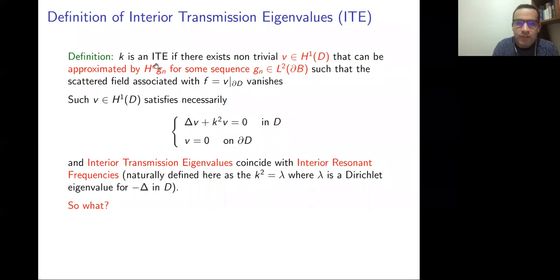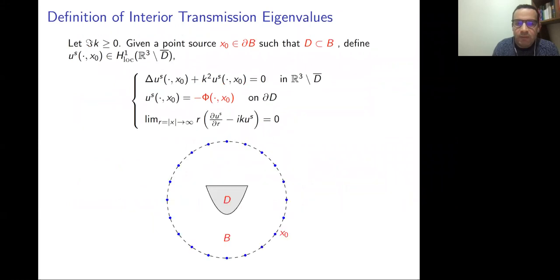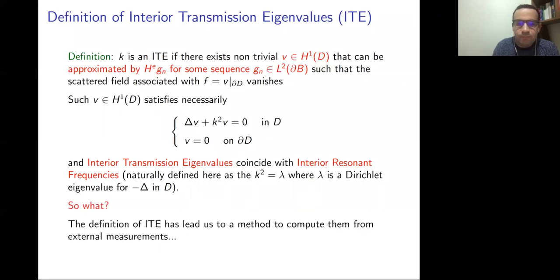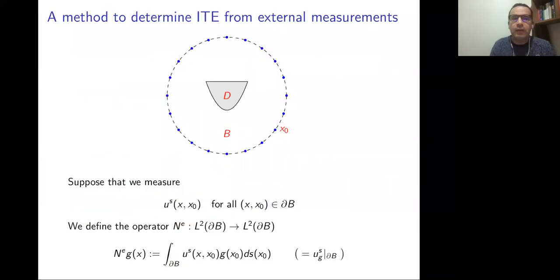Okay, so these are point sources outside D, and now we will also measure outside D, and we will be able to recover these specific quantities for the domain D from only measurements outside. So this is just the setting.